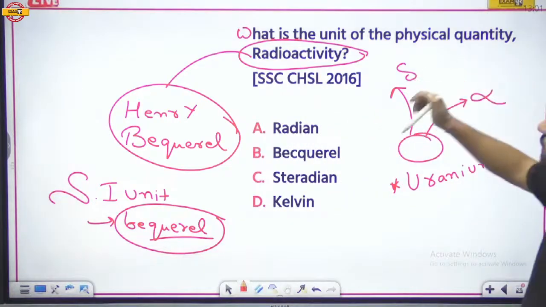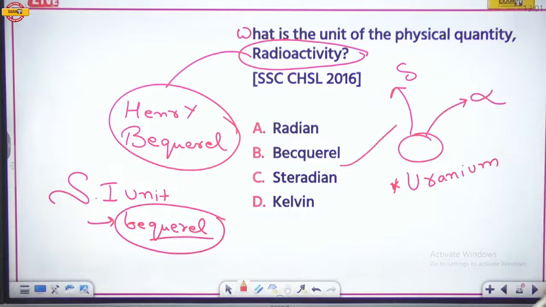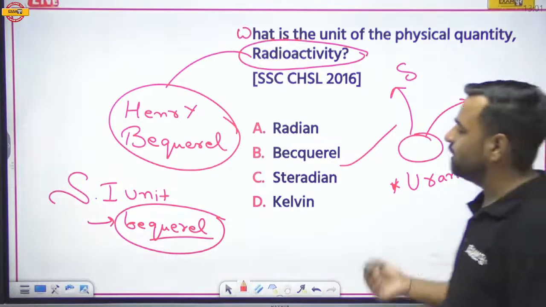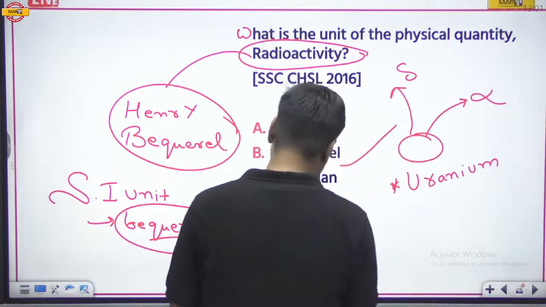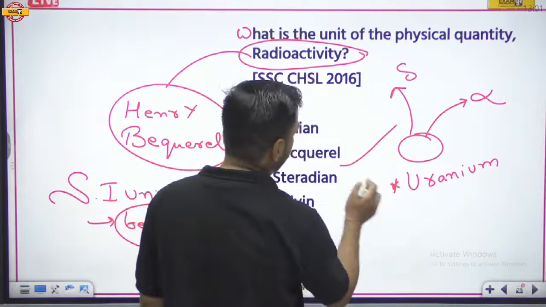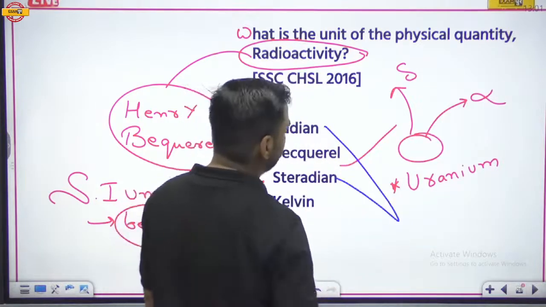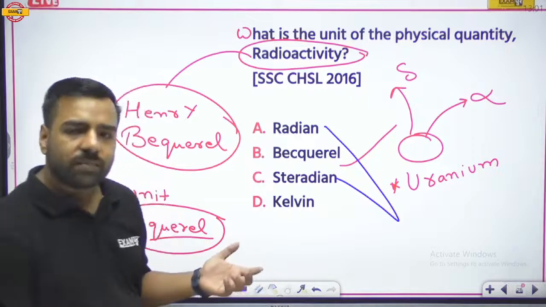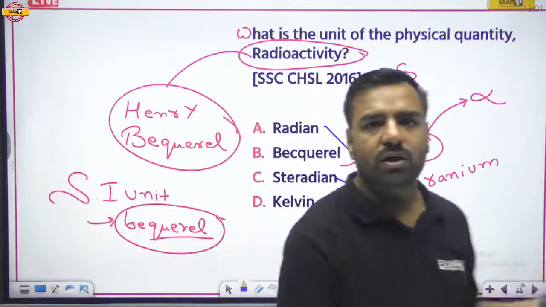What is the unit of physical quantity? So here, becquerel is the correct answer. Now, if I talk about this radian, steradian, what is that? Obviously, this is not from the chemistry part, but we must understand. These are actually the units of angles. You remember solid angles we were talking about.